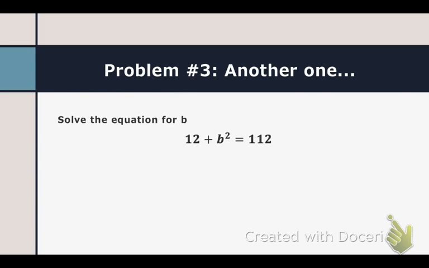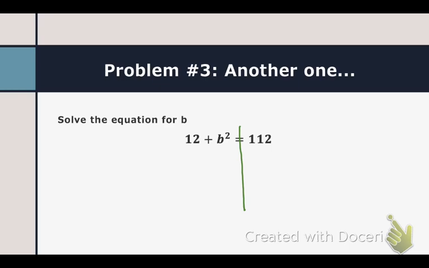Problem 3. In this case, we're going to solve the equation for b. And our equation is 12 plus b squared equals 112. Okay, so first thing, draw that line down the equal sign. Second thing, I need to get rid of that 12 to get b squared by itself.